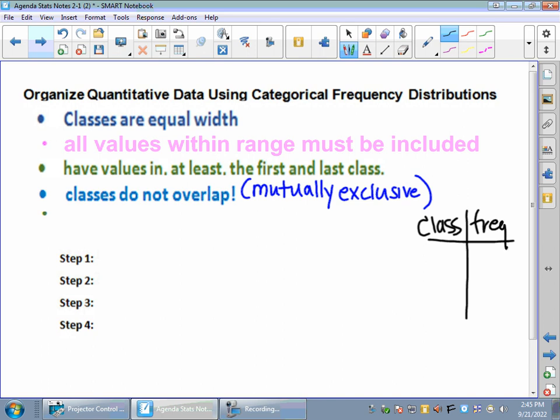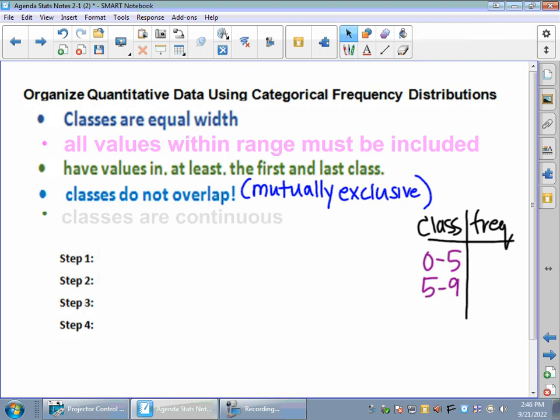I can't make a table that goes from 0 to 5 and then from 5 to 9. Because where do I put the 5 then, right? Where do I make a tally mark? The classes may not overlap. And last but not least, the classes have to be continuous.